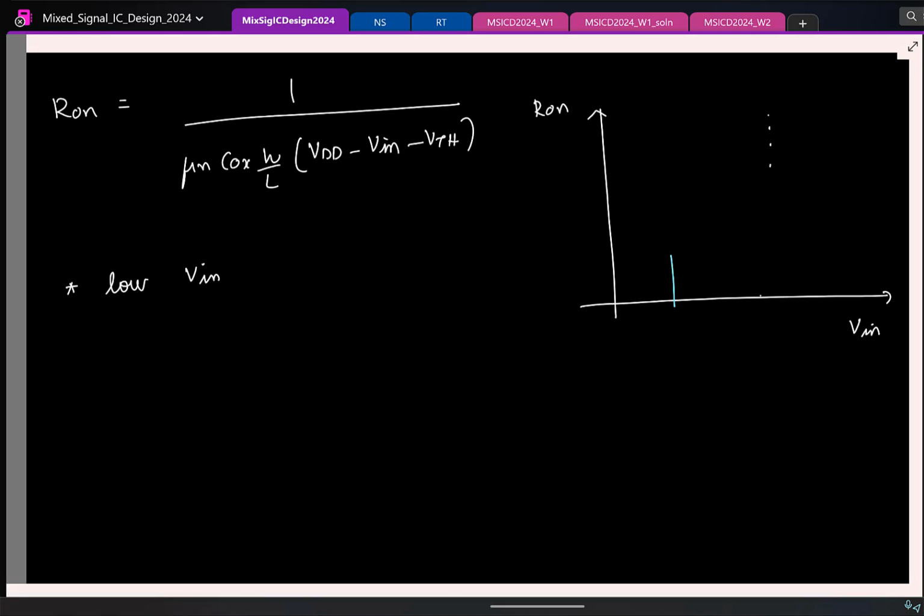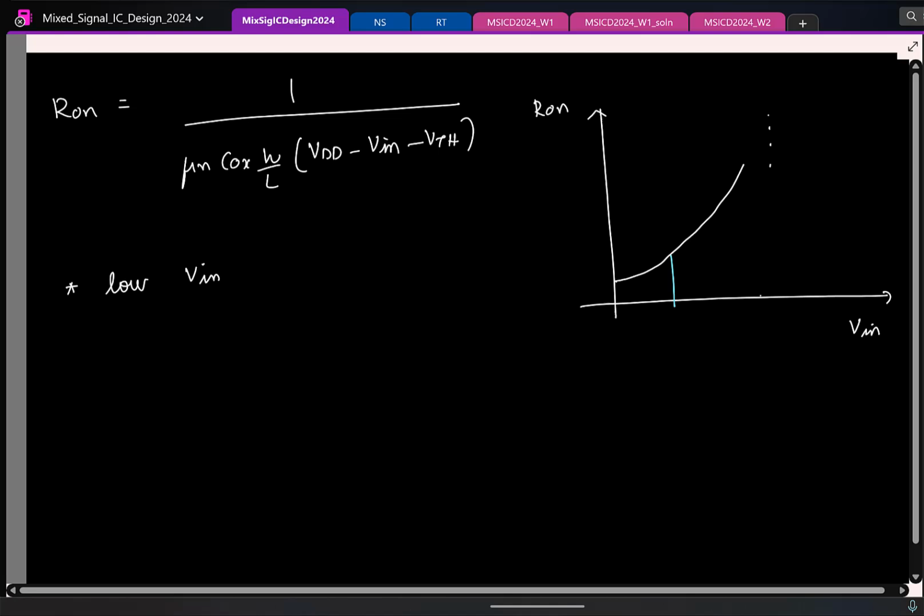No, don't look at the plot. My plotting skills are not great. So from the expression, if I change Vin, Vin is very small, but if Vin increases, do you think R on changes or doesn't change? Changes. And R on, do you think it's a linear function of the input or a non-linear function of the input? So it's a non-linear function of the input.